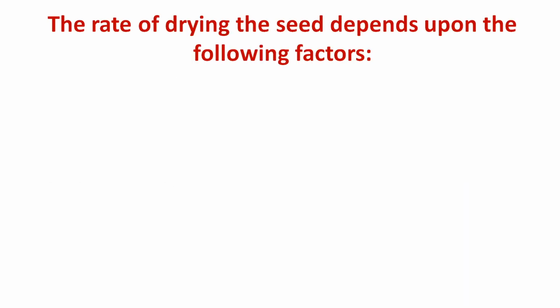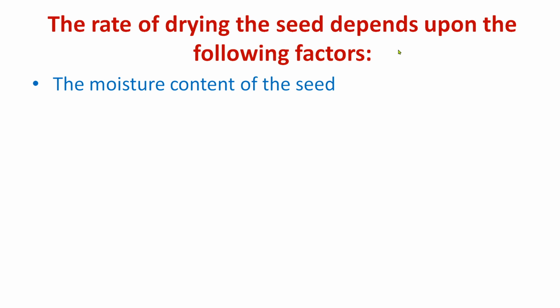Coming to the next slide, we have some of the factors which decide the rate of the drying process. First one is the moisture content of the seed. The initial moisture content of the seed is required because prior to drying we need to decide if the seed is harvested from a freshly matured plant, or if it is from an already dried one, which needs to be dried to an optimal level. So this is one of the important factors which decides the drying process.